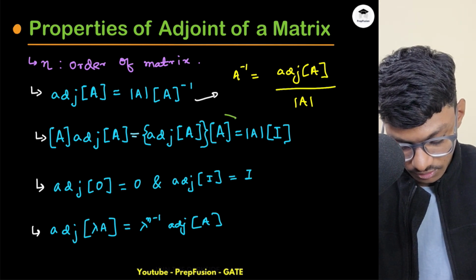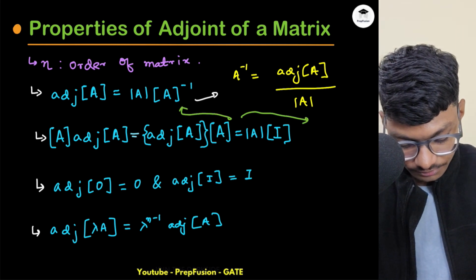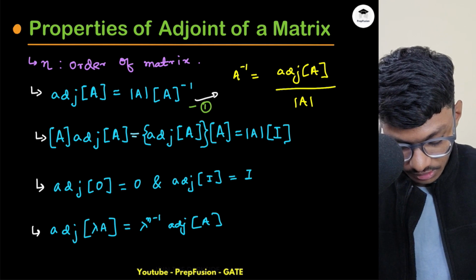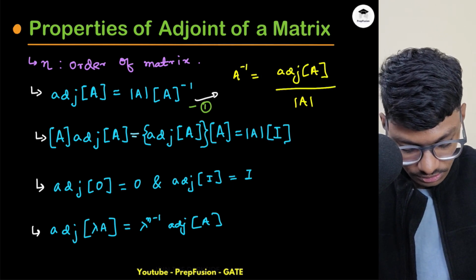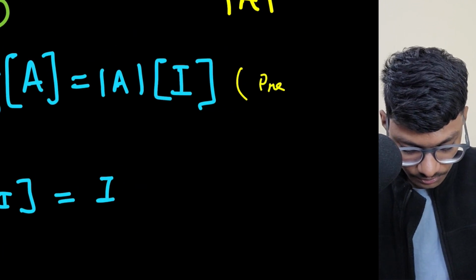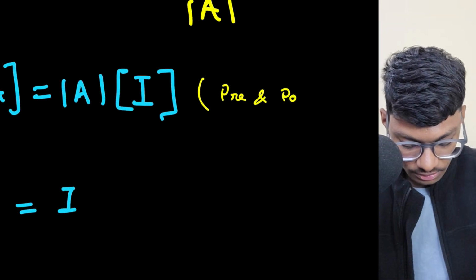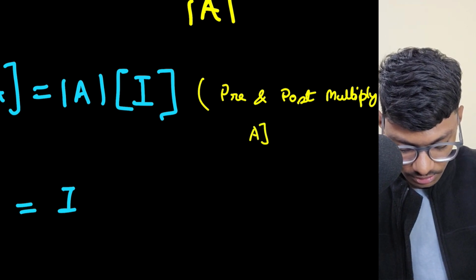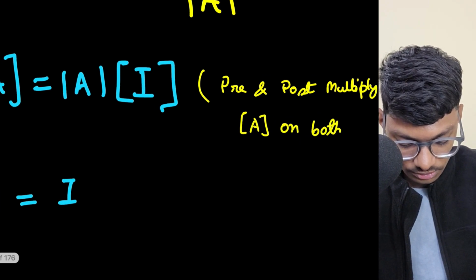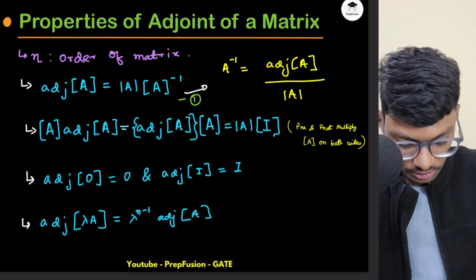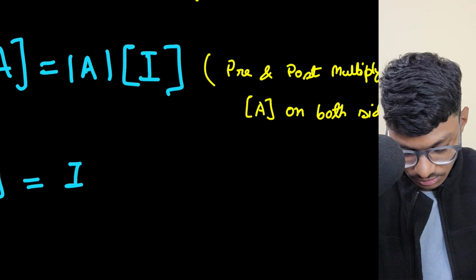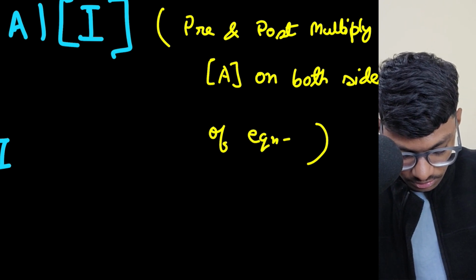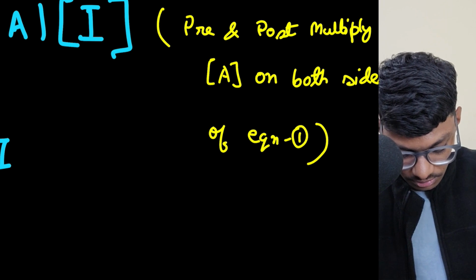Okay, so I'll just tell you, let me name this as property 1. I will write, in short, pre and post multiply determinant A on both sides of equation 1.